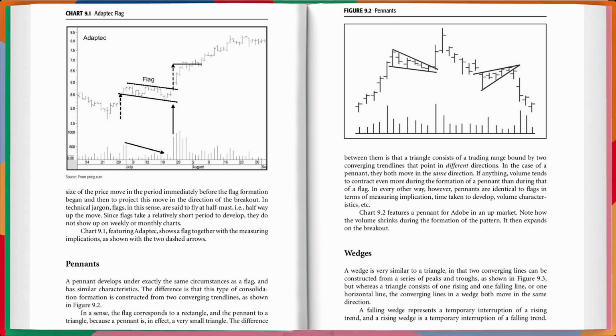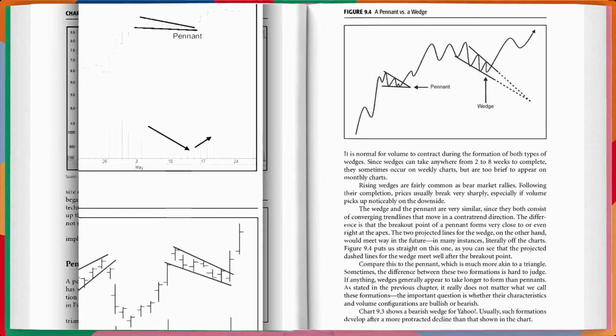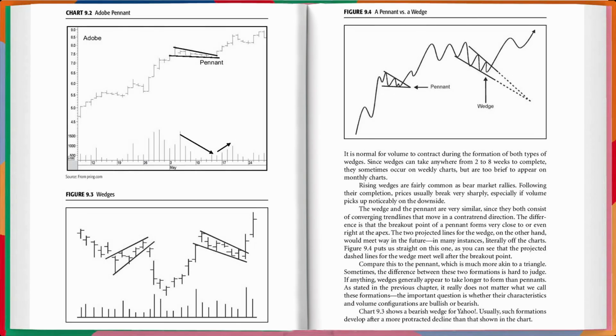A falling wedge represents a temporary interruption of a rising trend, and a rising wedge is a temporary interruption of a falling trend. It is normal for volume to contract during the formation of both types of wedges. Since wedges can take anywhere from 2 to 8 weeks to complete, they sometimes occur on weekly charts, but are too brief to appear on monthly charts. Rising wedges are fairly common as bear market rallies. Following their completion, prices usually break very sharply, especially if volume picks up noticeably on the downside.